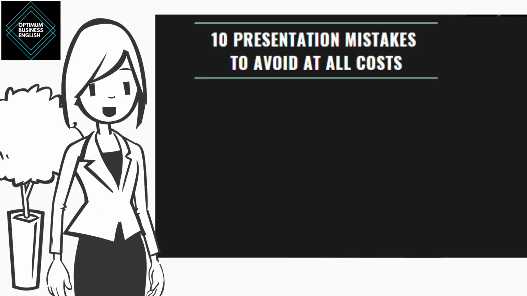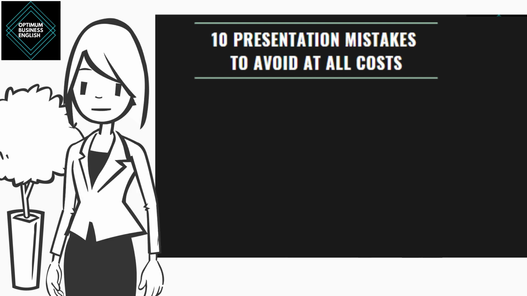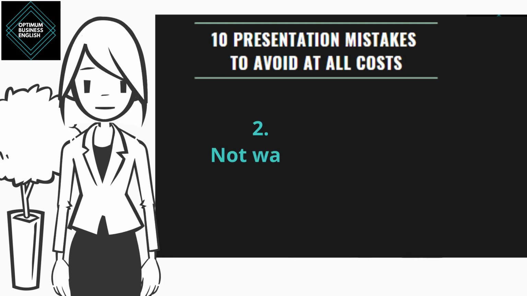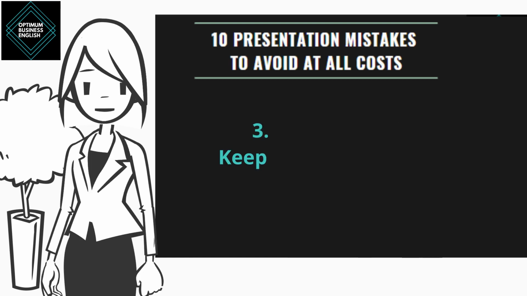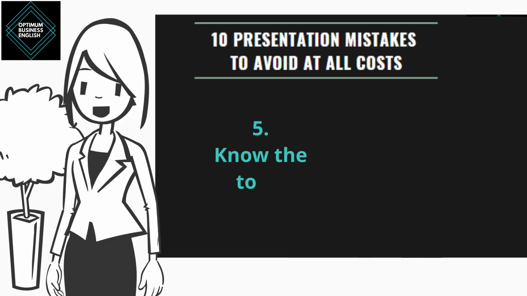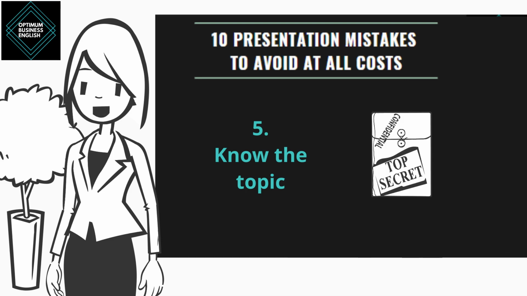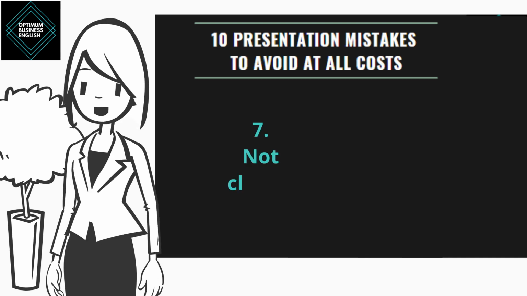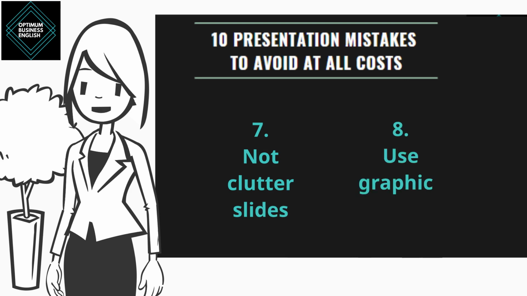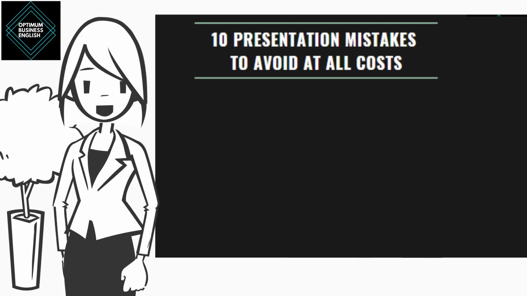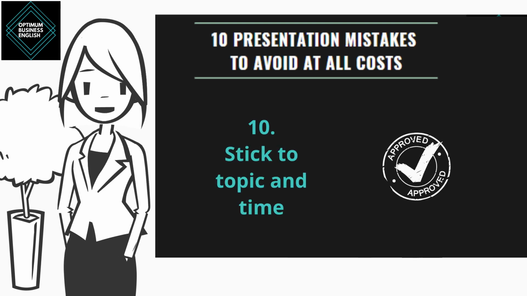In this session I learnt some great tips on things to avoid or not do when giving a business English presentation. To start, I learnt to always consider who my audience is and what they will need to get out of my presentation. Then, I learnt to not waste their time. I learnt to keep my audience engaged and informed with everything they'd need. 5 is to thoroughly know your topic, including those things that most people would not need to know. I learnt to always be thoroughly prepared, to not clutter slides, and how to use graphics effectively. 9 is to be brief and to the point. Finally, I learnt to stay on topic and to start and end on time.